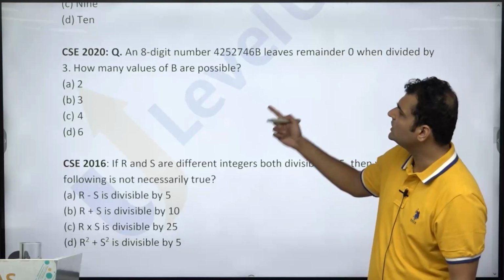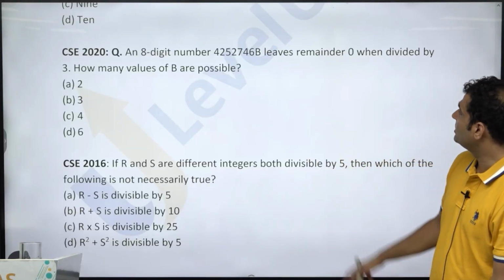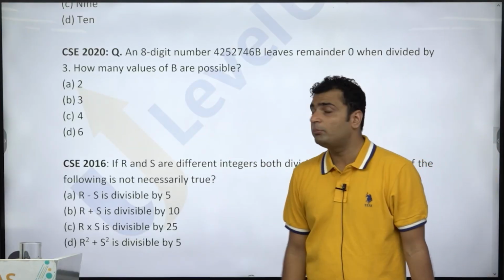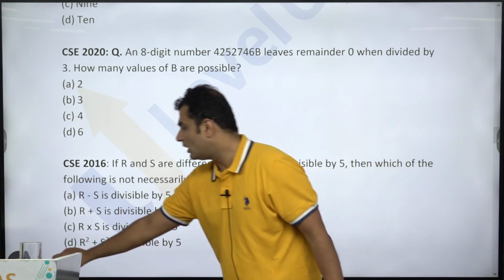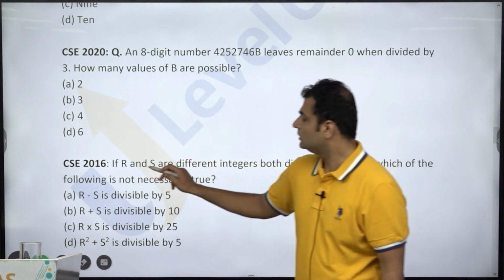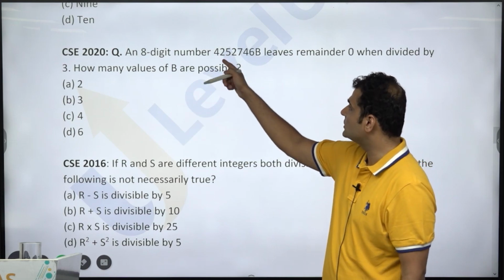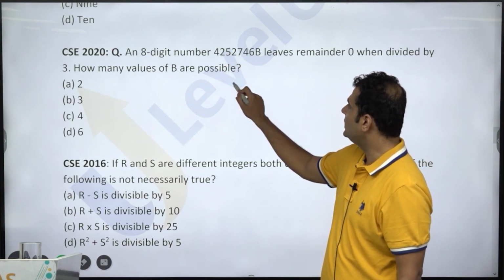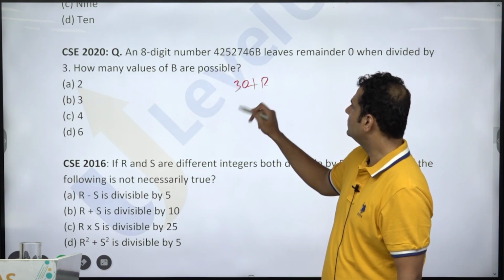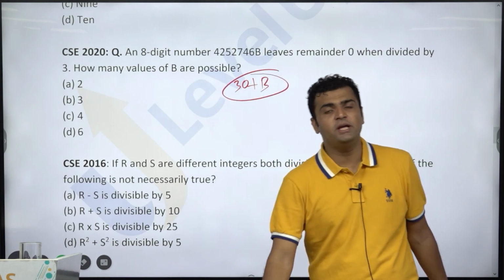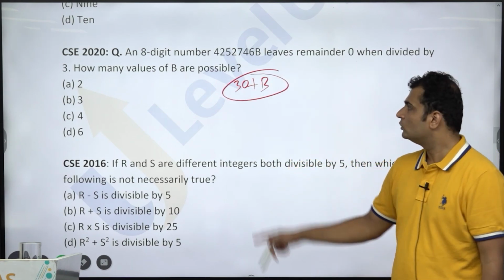दिस क्वेश्चन वेरी इजी. An 8 digit number leaves remainder 0 when divided by 3. How many possible values of b are there? अब डिविजिबल बाय 3 है तो 3 की टेस्ट हमें याद है. Sum of the digits, what is the sum of the digits? This is 30 plus b. So you want this 30 plus b to be divisible by 3. तो क्या क्या हो सकता है b?